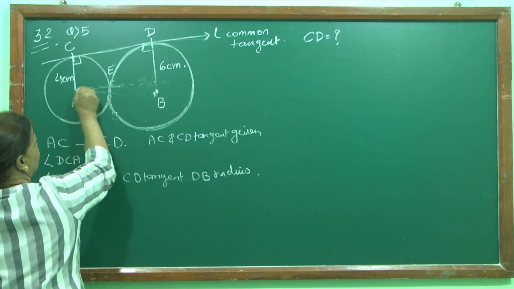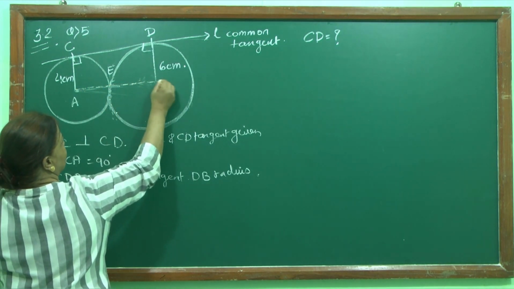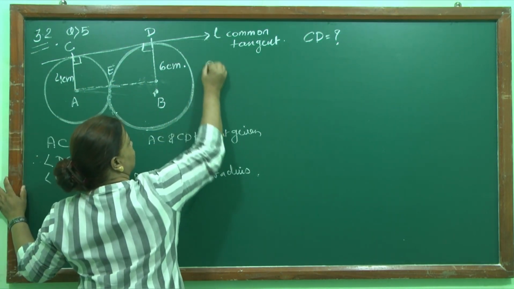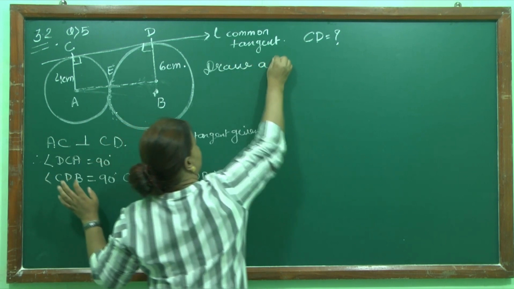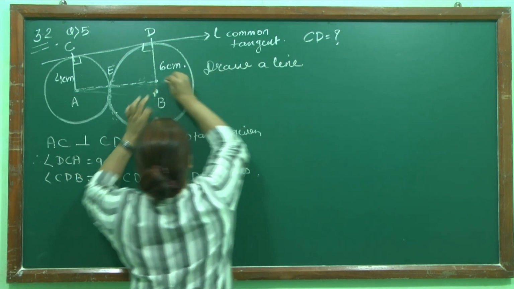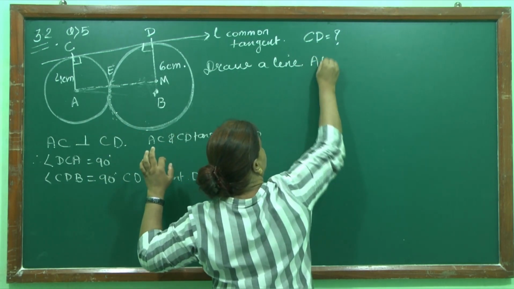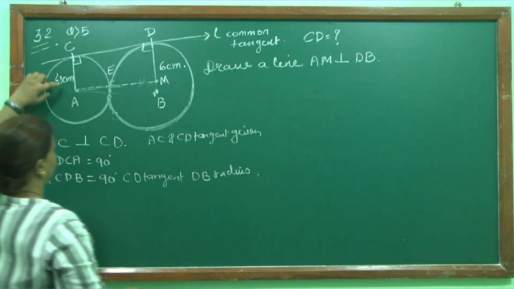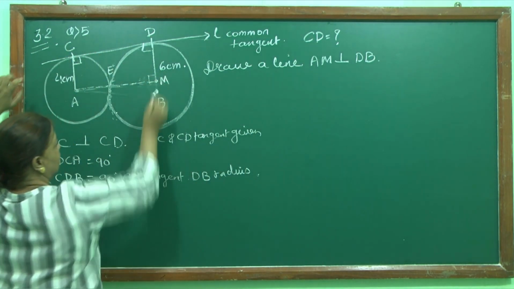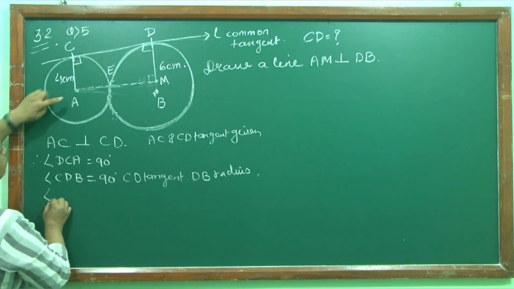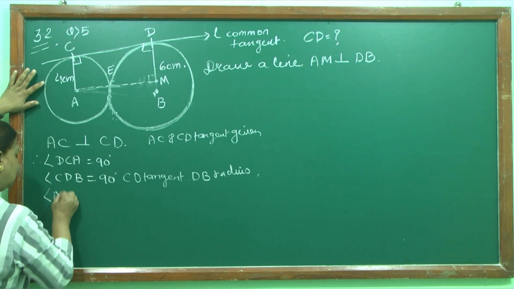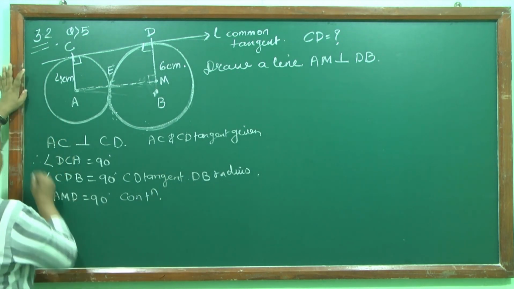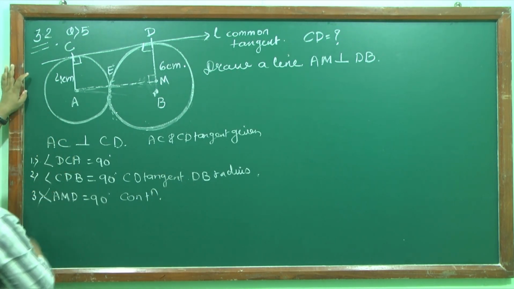Now I am going to draw a line perpendicular to DB. So here draw a line AM perpendicular to DB. So this will be angle AMD is equal to 90 degree, and reason is construction. This is the first point, second point, third point.